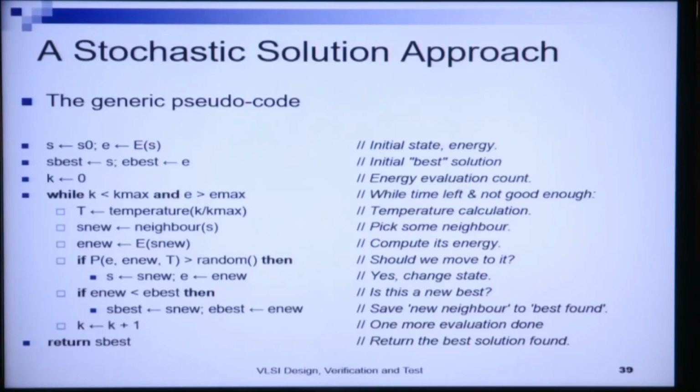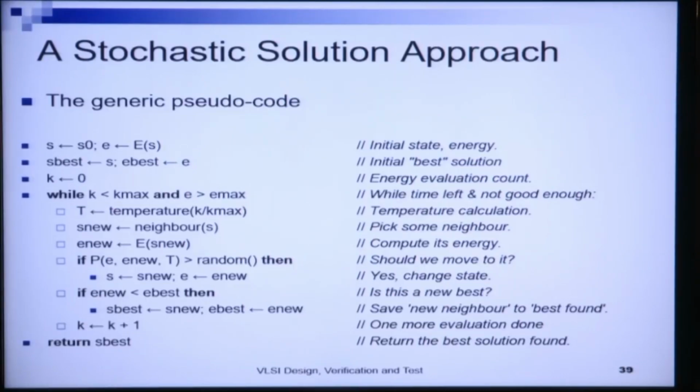So when k by k max is very low, the temperature becomes very high. Now I make a move. After I make a move, I get a new solution which is denoted S nu. So S nu equals neighbor of S. From S I make a move, and that move is either a merge or a split. That merge or split gives me a new solution S nu, and I have a corresponding energy cost or area cost given by E(S nu).